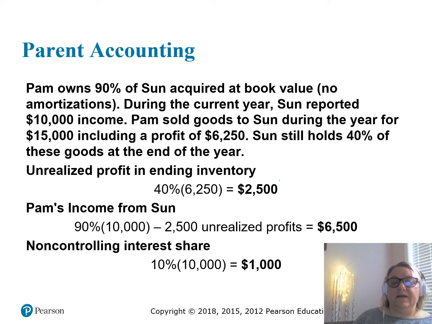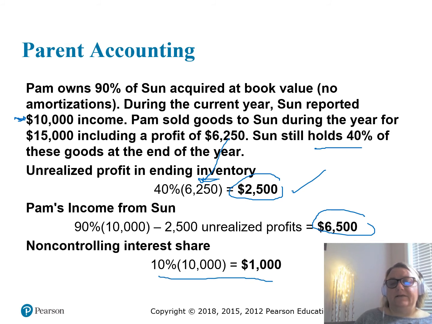This is the unrealized profit right here, 40% of the $6,250. Sun still owns 40% right here. So the income from Sun is 90% of the income right here, minus 2,500 unrealized profits, which we just figured right here. And this is our income. And our non-controlling interest share, go ahead and get that figured out, simple. 1,000.